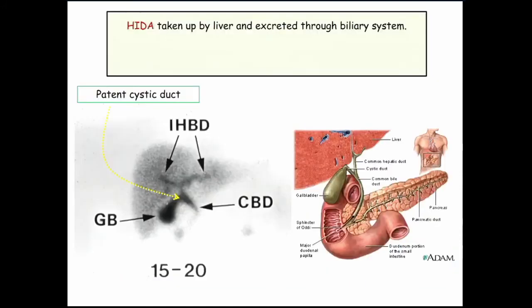Okay, so let's do HIDA. Again, taken up by the liver, concentrated in the gallbladder, secreted in the common bile duct, 15 to 20 minutes, and ultimately in the intestine. So that's a patent cystic duct because it has to go from the liver, intrahepatic ducts, in through the cystic duct. That's how it works. That's why we do the HIDA. We want to know that the cystic duct is patent.